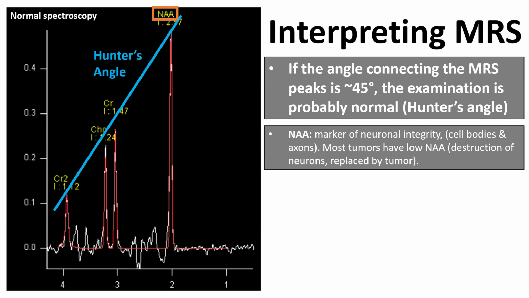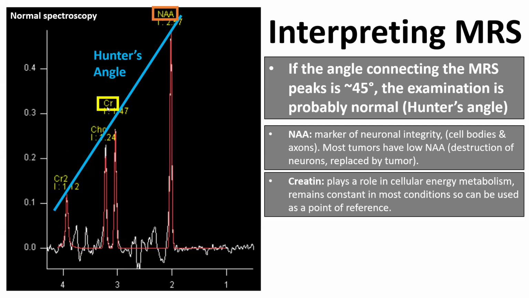Because a lot of tumors cause destruction of neurons and white matter and replace them with tumor cells, most tumors have a very low NAA peak. This peak over here is the creatine peak. Now, creatine plays some kind of role in cellular energy metabolism.